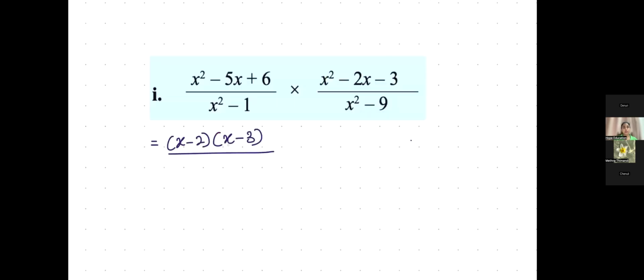So here I put x plus 1, x minus 1. Up to that point, is it clear, Lamai? Give me a thumbs up if it's clear.